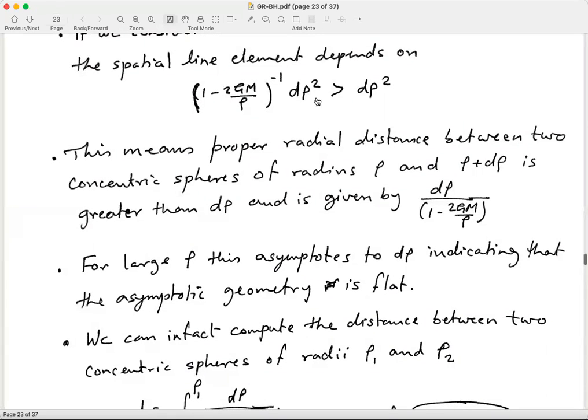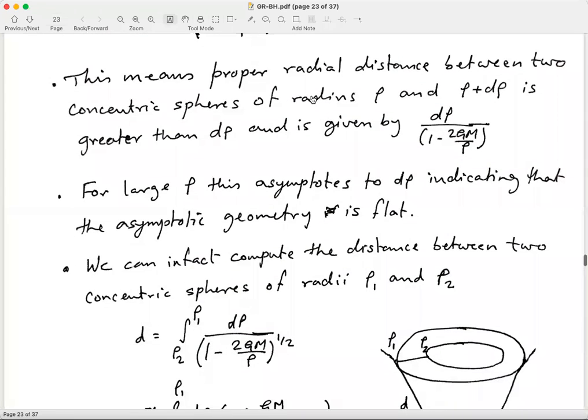Now, of course, as I said, if you take rho very large, then this quantity really asymptotes to flat space. Okay. Because for very large rho, 2gm upon rho can be ignored, and then this becomes just d rho squared. Okay. And that's like a flat space.